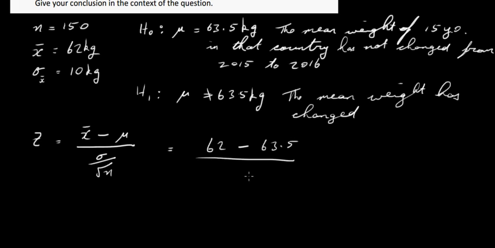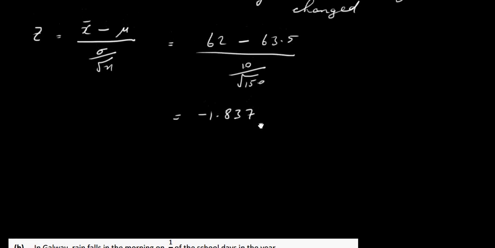Then we're going to divide that by sigma, which is 10, over the square root of the sample size, which is 150. If you work all that out, you get minus 1.837. So this is our Z value.